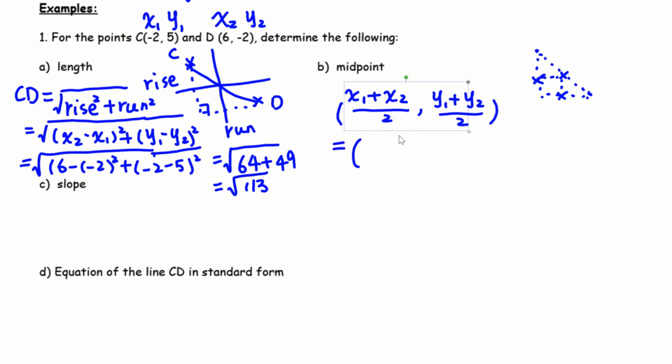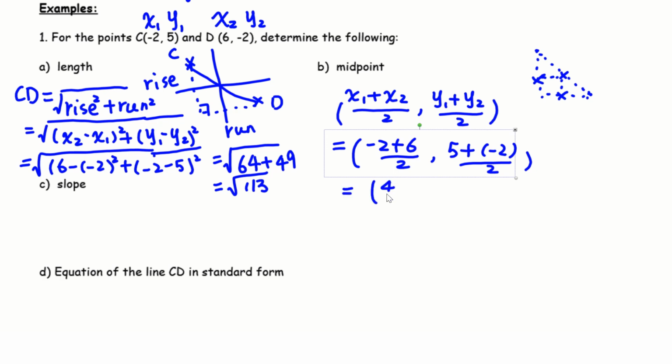So x1, y1 we substitute in, divide by 2, then 5 plus negative 2 divided by 2. We are going to have 4 over 2 and 3 over 2. Simplify it, you will have 2 comma 3 over 2. So this is the midpoint of the points C and D.